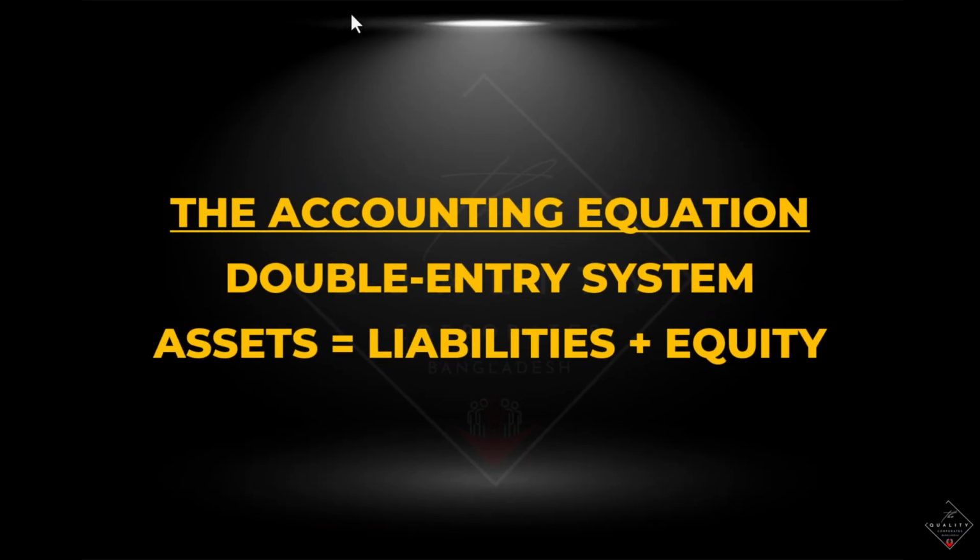We will keep in mind that every accounting transaction follows the double entry system, where each transaction involves at least one debit and one credit entry. This system ensures that the accounting equation, assets equals liabilities plus equity, remains in balance. In other words, the total debits must equal the total credits for every transaction.